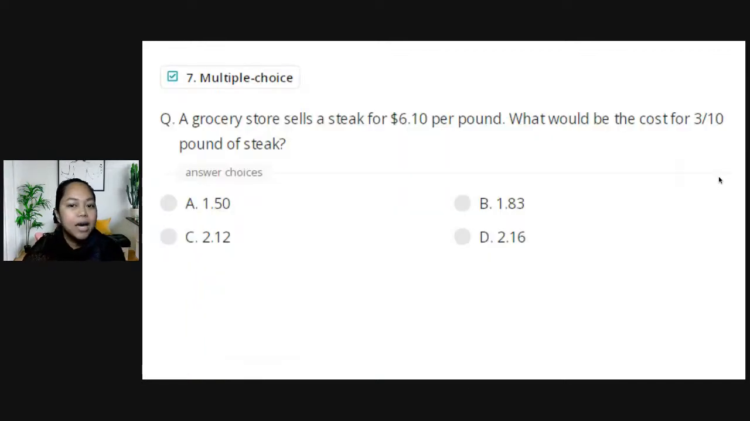Okay, number 7. This is math. A grocery store sells a steak for $6.10 per pound. What would be the cost for 3/10 pound of a steak? Okay, is it letter A, 1.50, letter B, 1.83, letter C, 2.12, or letter D, 2.16?